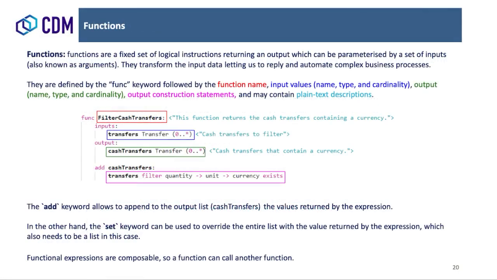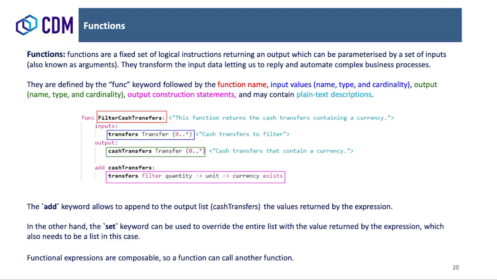Yeah. One of the most important parts of the CDM is functions, as I said before. And functions in the DSL syntax are defined as this. So we have a fun, and then we have a set of inputs that are the input parameters of the function. We have a set of outputs. So in this case, inputs are a set of transfers, and outputs are also a set of transfers, and then the actual logic of the function.